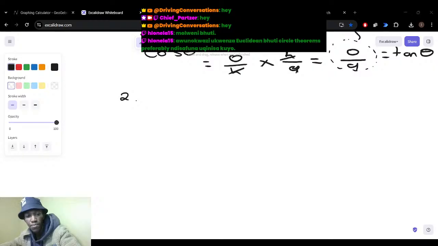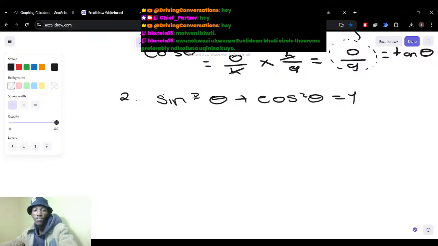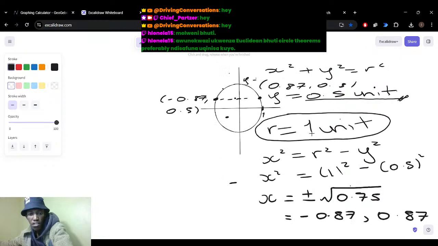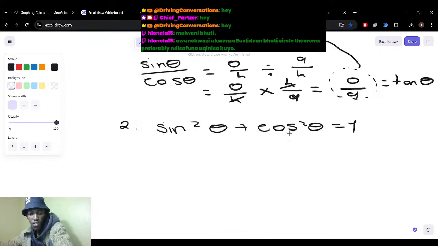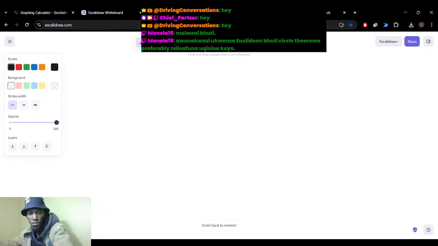So, moving on to a second trigonometry relationship. We have this important relationship: sine squared theta plus cos squared theta equals 1. Is this true? Let's try to prove that it is true. We're going to use our unit circle. Let me just redraw the unit circle once more. Promise, this is the last time I'm drawing a unit circle.